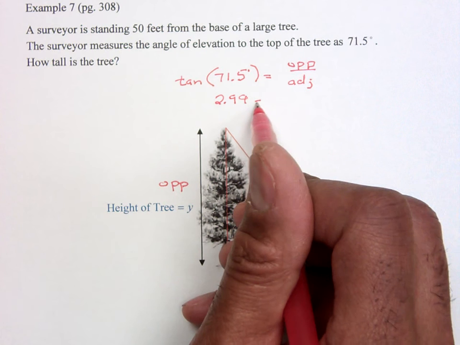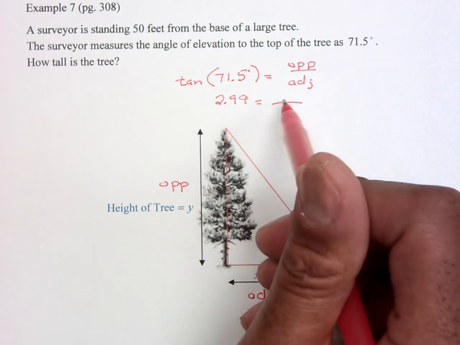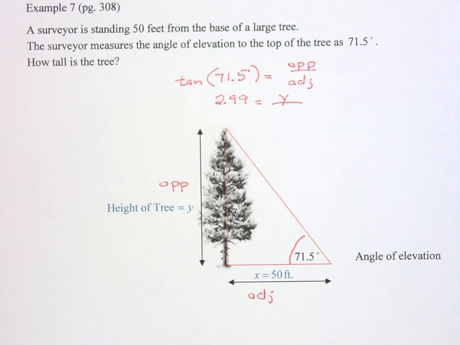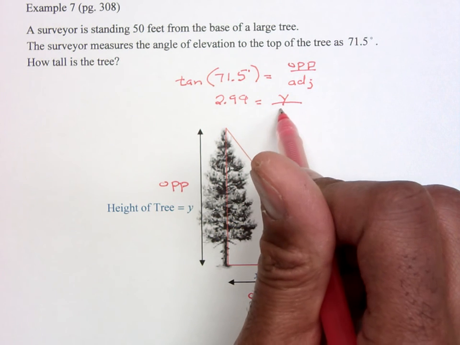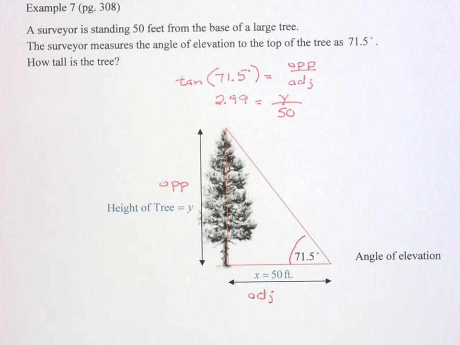And what letter should I write for the opposite? Can I put Y? You could use any letter you want. They could have used H for height. And what number should I put for the adjacent? 50. And we need to find Y. And since they divided by 50, what could we do? Multiply both sides of this by 50.